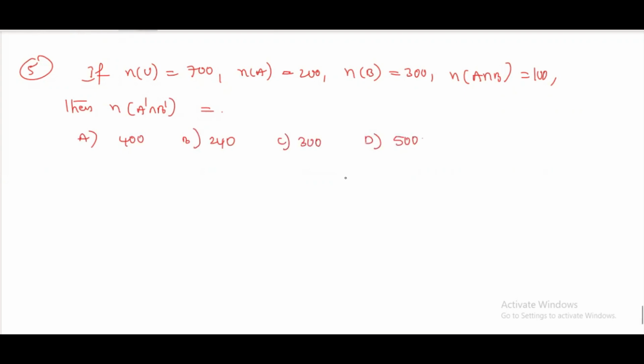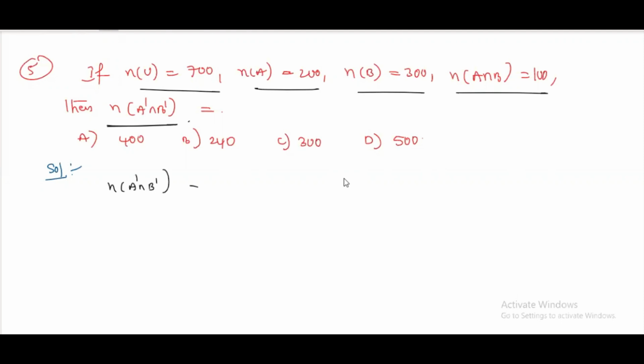So let's see how to solve this question. What they have given is the n of U value, n of A value, n of B value, and n of A intersection B value. They are asking for n of A complement intersection B complement. What we know is that n of A complement intersection B complement we can write as n of A union B whole complement. So this we can write as n of U minus n of A union B.